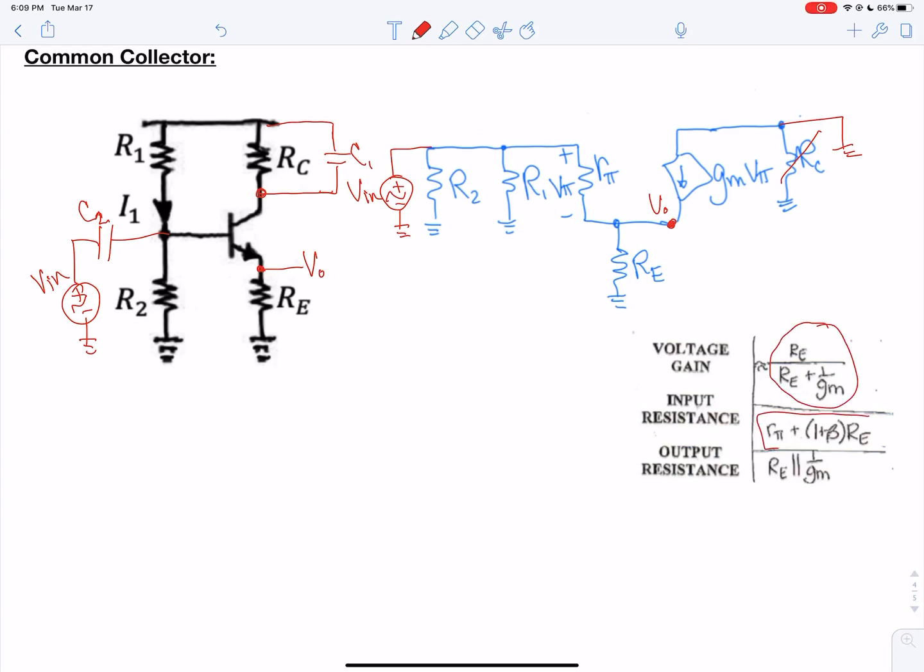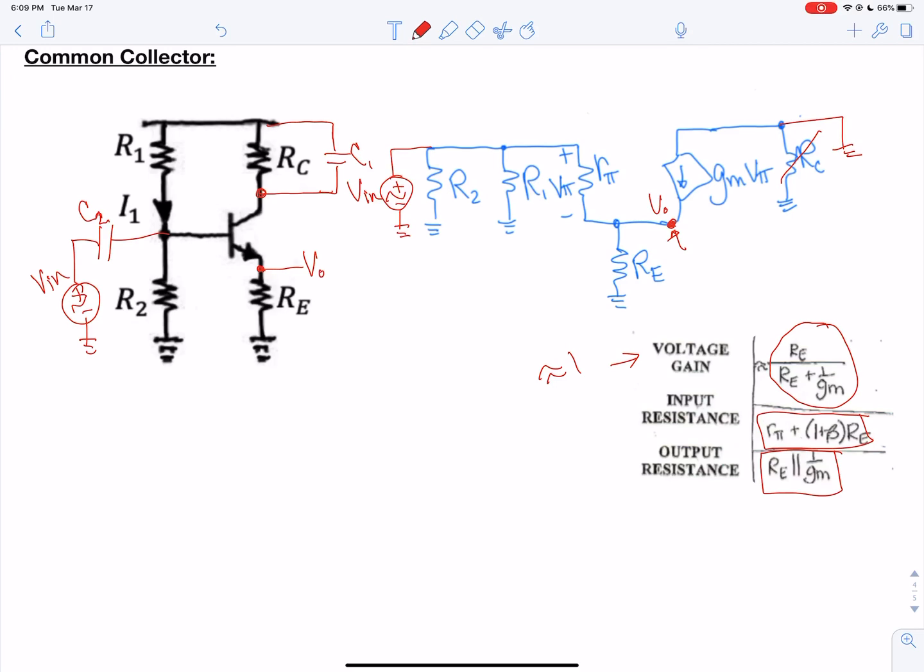And again, the input resistance has the R pi times beta plus 1, and now you have RE in parallel with the 1 over GM because of the value that's seen here at the emitter. And so the common collector, usually you can't quite get a gain of 1, so you can design this and you get about 0.8 or 0.9, but you try and get a goal of around 1 for that.